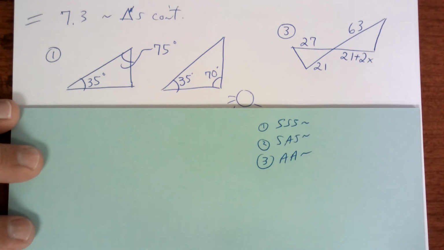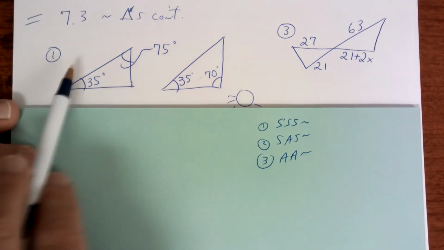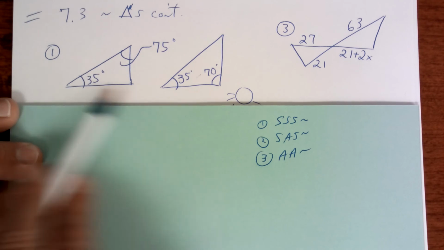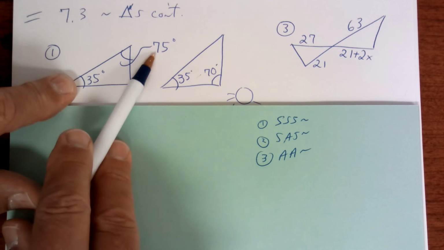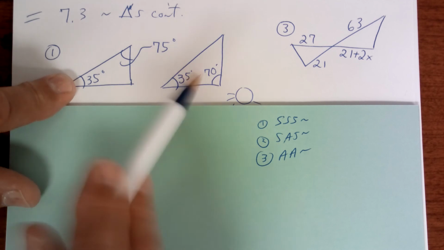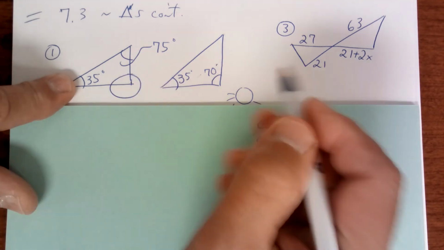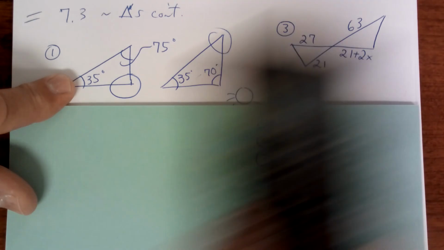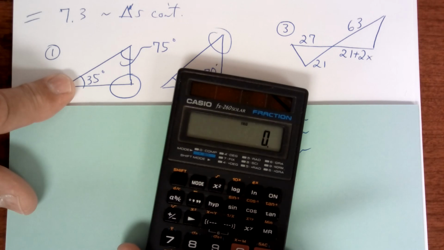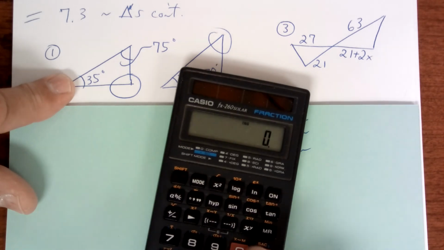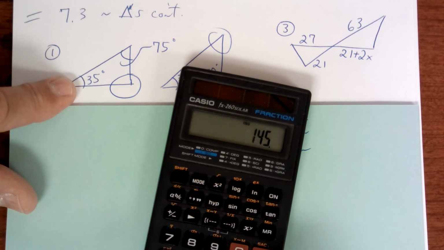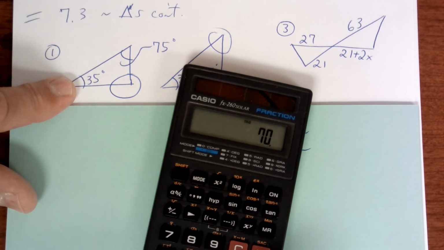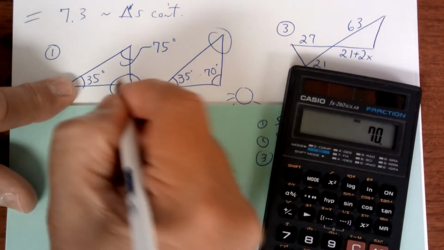This one right here, it looks like they're trying to get 2 angles here. There's nothing about the sides. You might say, well, this one's 35 and so is that one, but this one is not the same, so they're not similar. Well, you don't know that because you have to find the missing angle. And the way you do that is you take your calculator and you subtract from 180, because every triangle is 180. So put 180 minus 35 minus 75, and when I do that, I get 70 degrees.